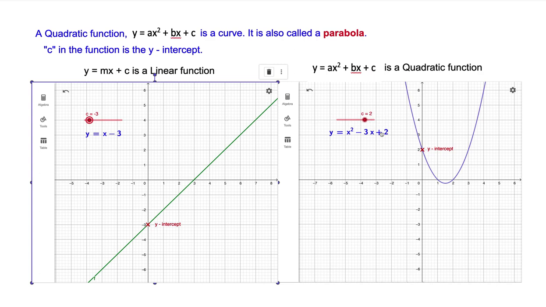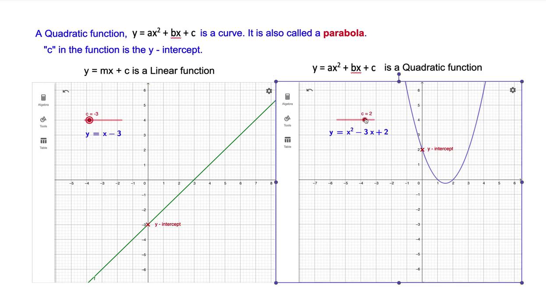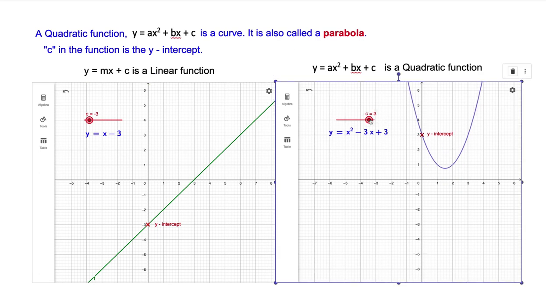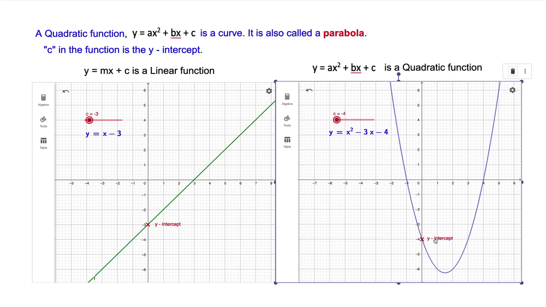So when c is 2, the curve will cut at 2 on the y-axis. And similarly, when it is 3, it will cut at 3. And when it's negative 4, it will cut at negative 4 on the y-axis.